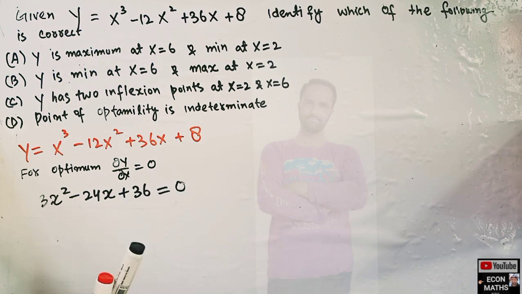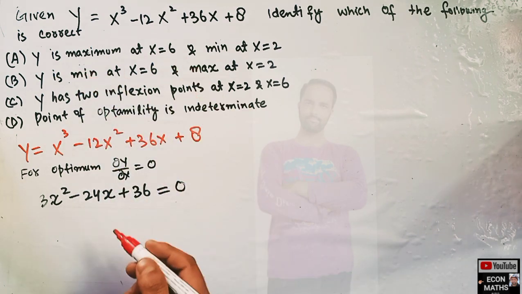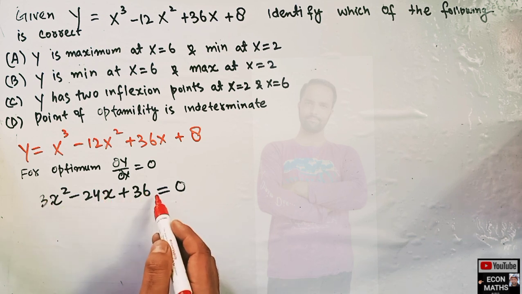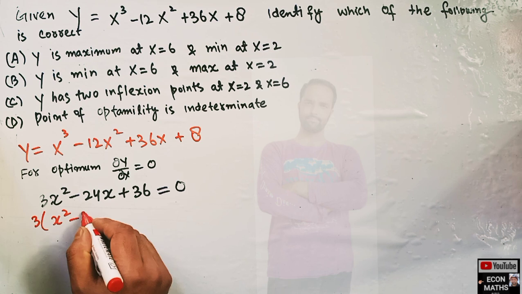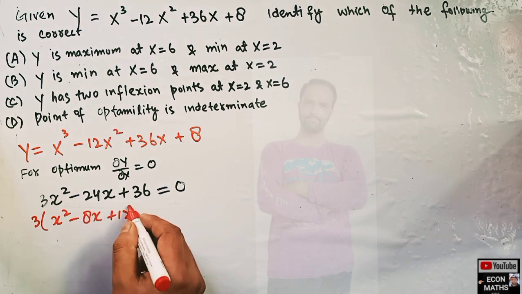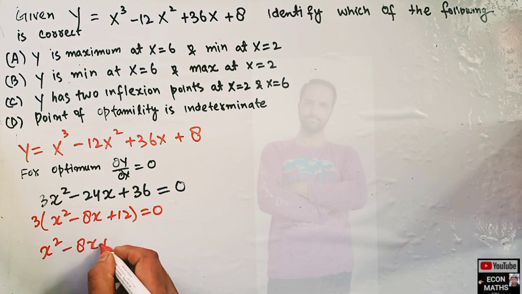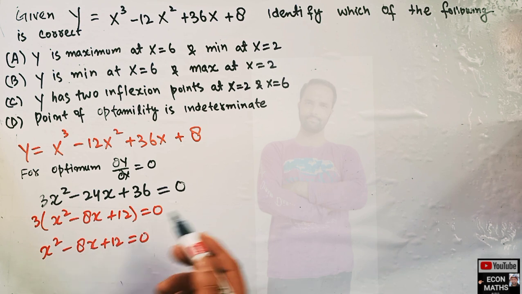To find the critical points where it is at maximum or minimum, we set this equal to 0 and solve. If we take 3 common, we are left with x square minus 8x plus 12 is equal to 0. Transposing this 3, it gets divided into 0 and becomes 0. That means x square minus 8x plus 12 is equal to 0. So this is a quadratic function. We will get two optimum points. Let us solve this quadratic function. We can factor it also.